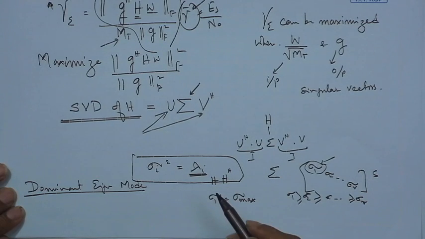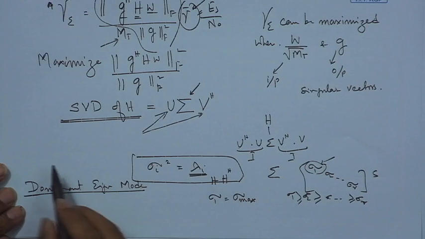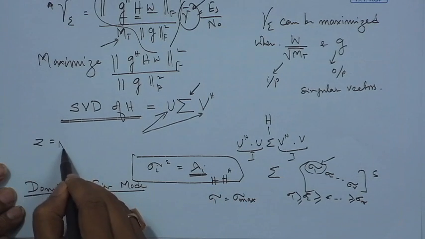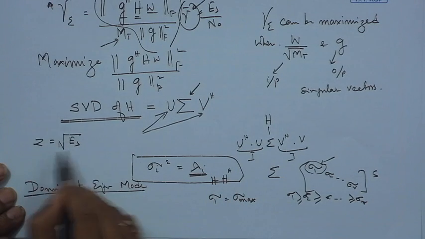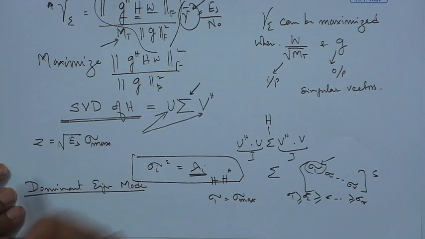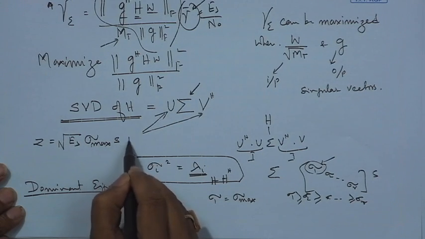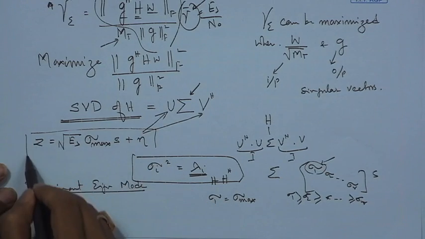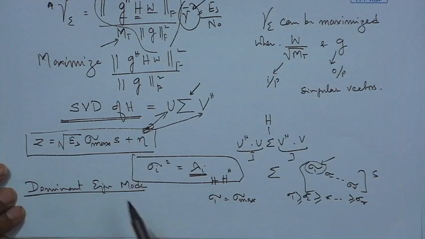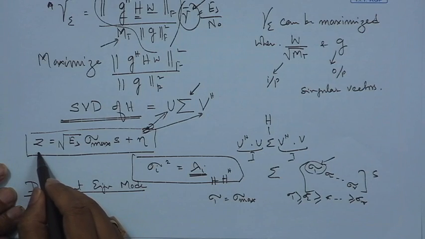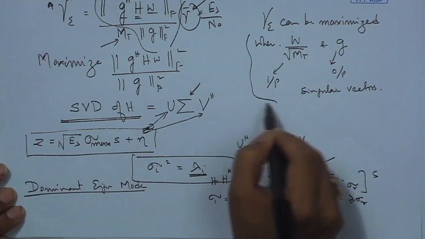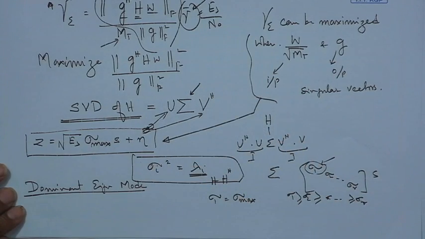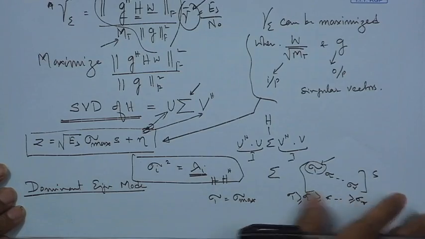So, if we choose that, the received expression after all of this we could write as Z is equal to root over ES sigma max times S plus the noise. This is the final expression that you are going to get at the end of it. So, if we choose it in this way, you are going to get the expression which is like this. So, when we have it here, we would like to proceed further.